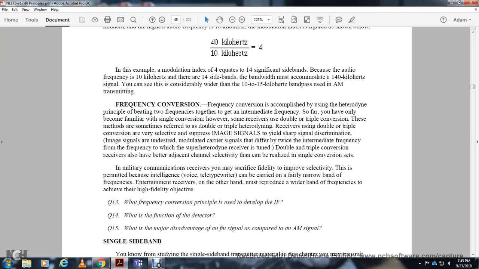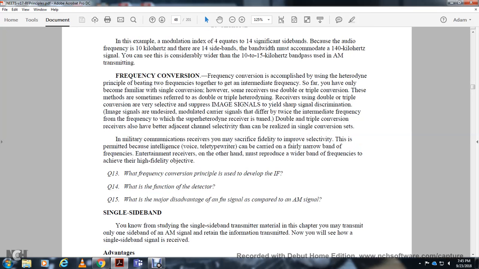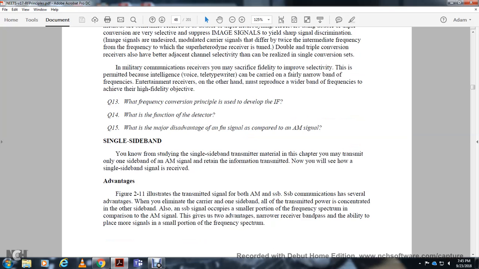In military communications receivers, fidelity is sacrificed to improve selectivity, as in a teletype receiver, which takes care of a fairly narrow band of frequencies. An entertainment receiver, on the other hand, must reproduce a wideband of frequencies to achieve high fidelity. Now, single sideband. You now have the same idea with a single sideband transmission, where they may transmit only one sideband of the AM signal to retain the information transmitted. Now you'll see how the single sideband signal is received.